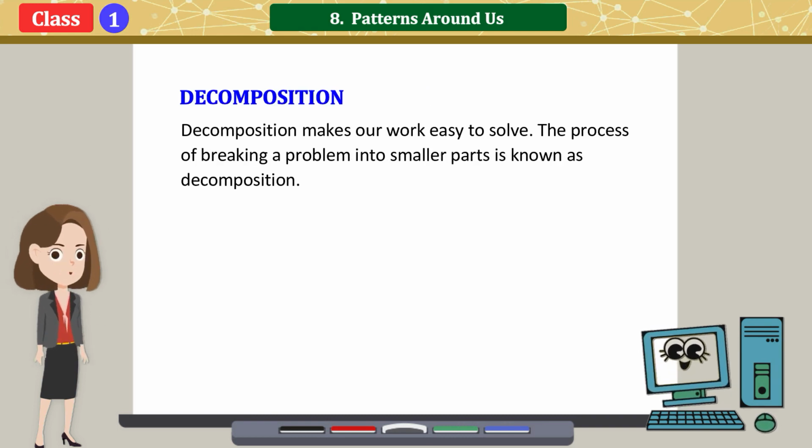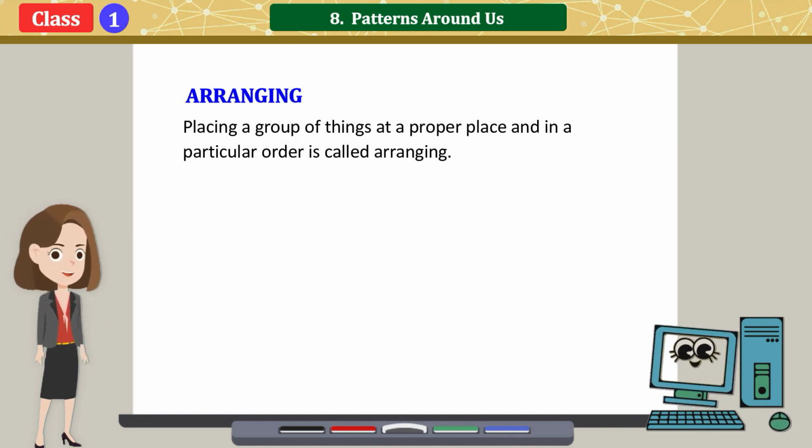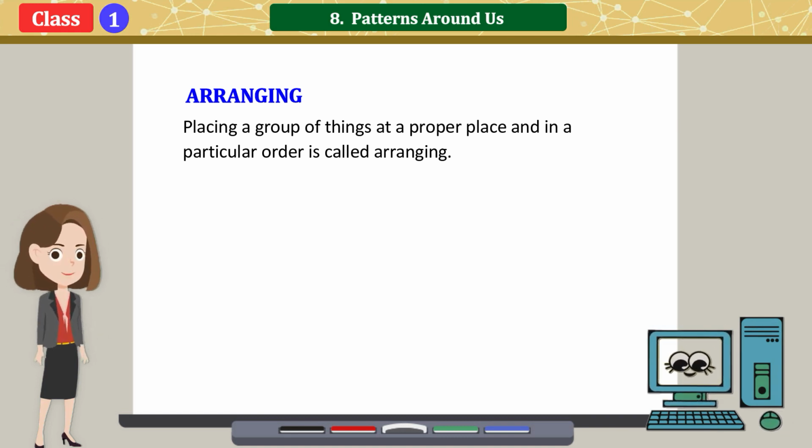Decomposition. Decomposition makes our work easy to solve. The process of breaking a problem into smaller parts is known as decomposition. Arranging. Placing a group of things at a proper place and in a particular order is called arranging.